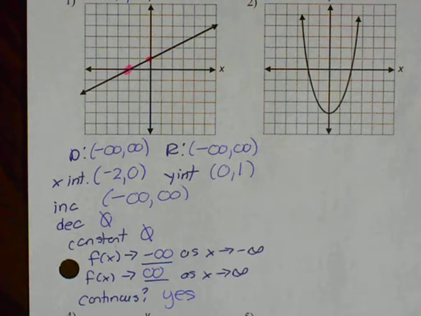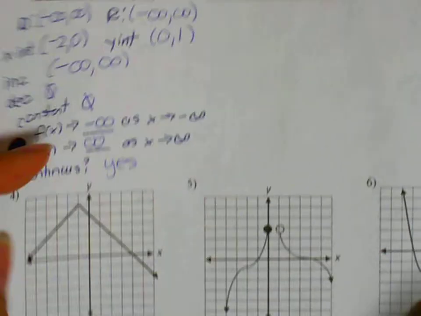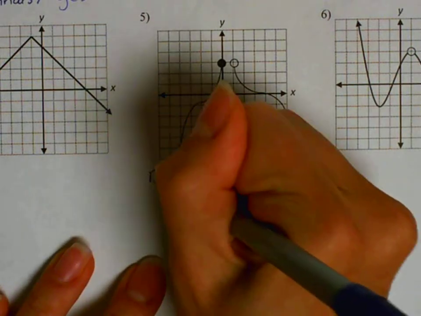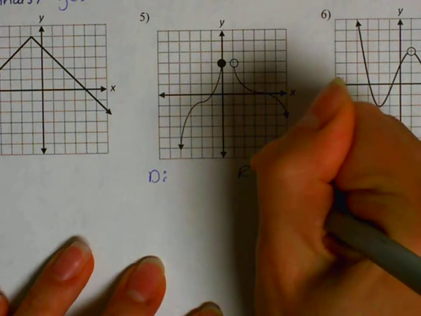All right, let's take a look at one more on the homework. Let's maybe try one with some holes. How about number 5? All right, so we're looking first for domain and range.